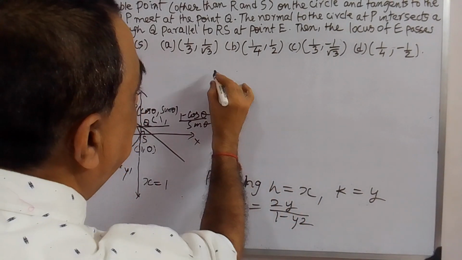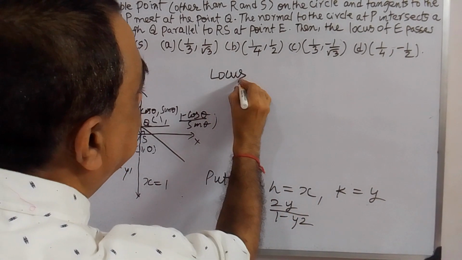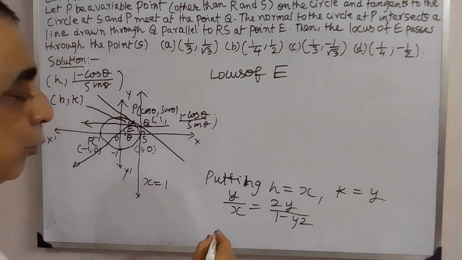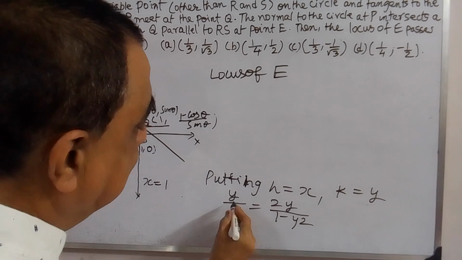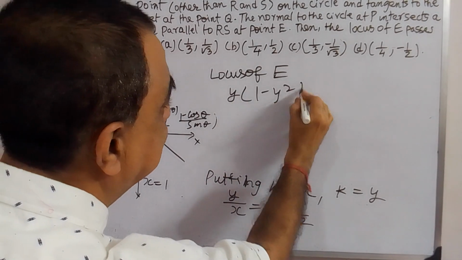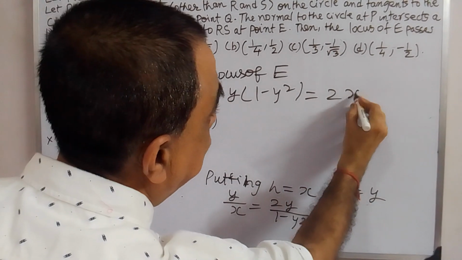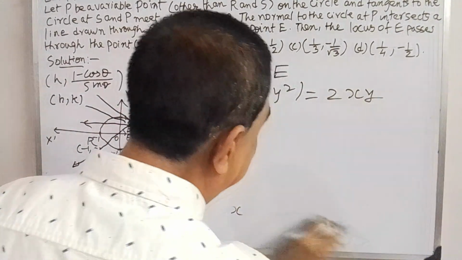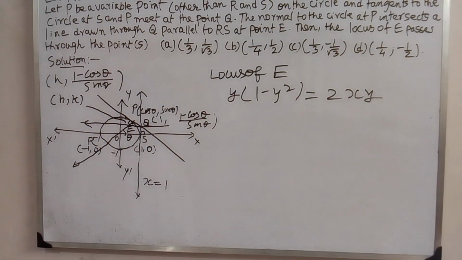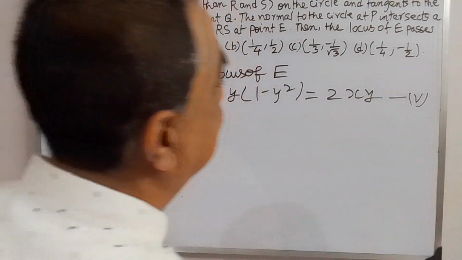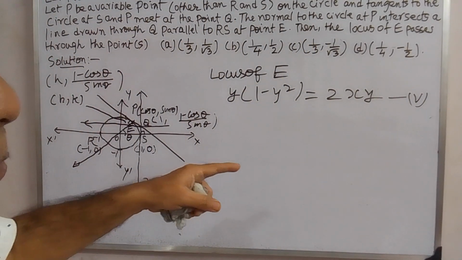So that is the locus of the point E. The locus of E will be what? This equation. So this is y, now cross multiply: y into (1 minus y²) equals 2xy. Now this is the locus of the point E. Suppose I am writing this as equation 5.